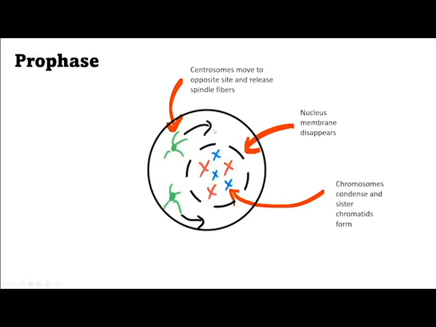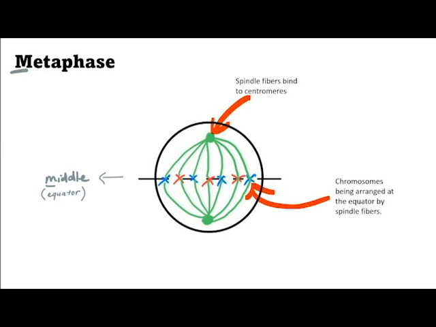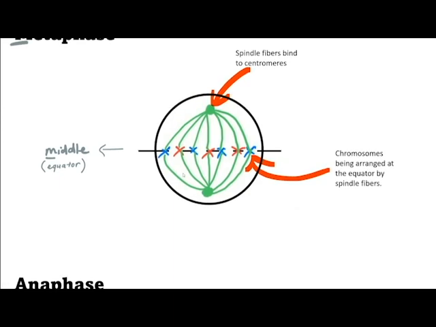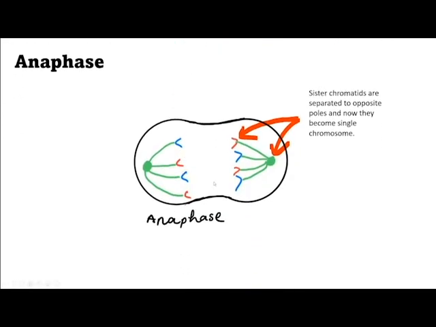Now moving on is the metaphase. In metaphase, the chromosomes are arranged at the equator by the contraction of the spindle fibers acting on the centromeres of the chromosomes, as you can see in this picture here. Following is the anaphase. In this phase, the sister chromatids are separated to the opposite poles, and now they become single chromosomes.